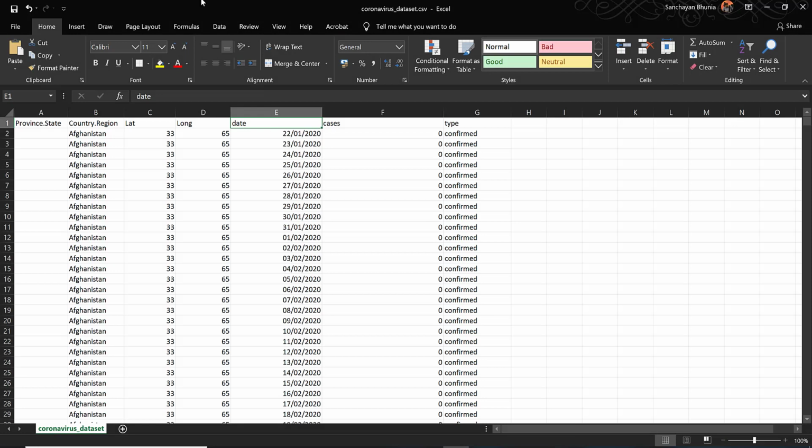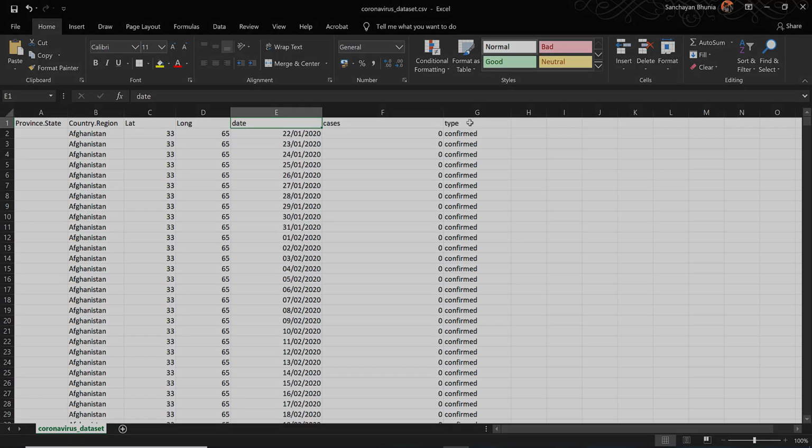Okay, so we have the data now open in Excel. So you see there are a couple of columns. The first column is the province or the state. The second is the country and region. Then you have latitude, longitude, and the date of the infection or the death. Then you have cases related to that country and the specific person. And then you have two types: one is confirmed and another is death.